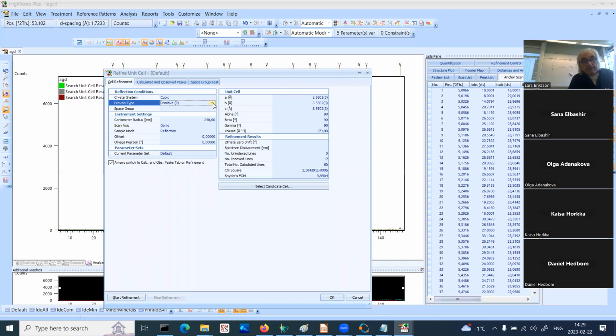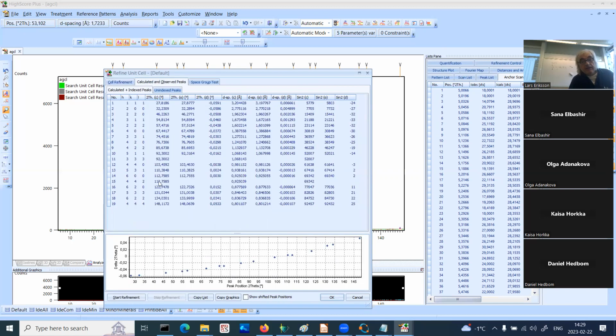If there is a small down arrow here, I think one can choose all face centered. And then start refinement again. And then we don't have so many lines that are not observed. There is a line here that seems to be absent. There are no observed lines, but it could be weak.